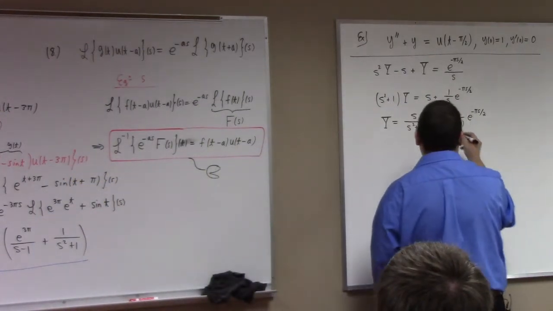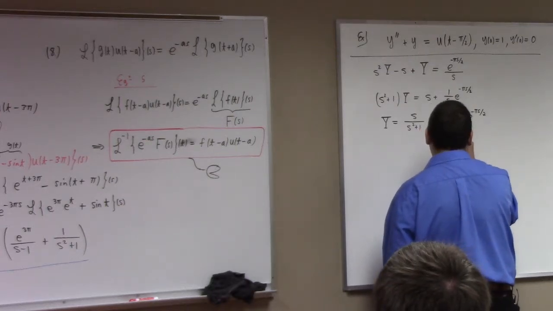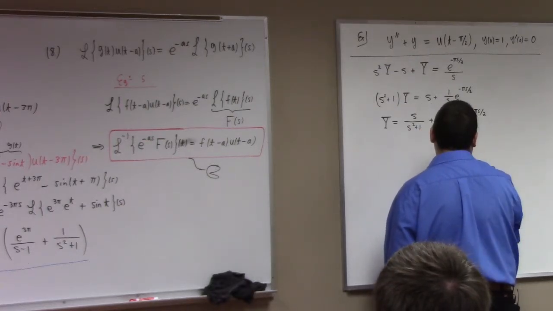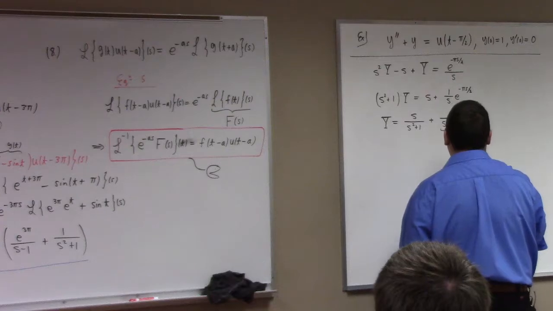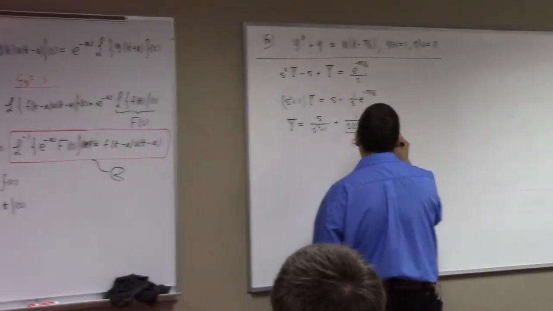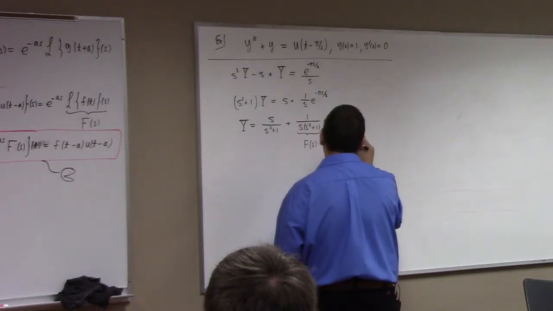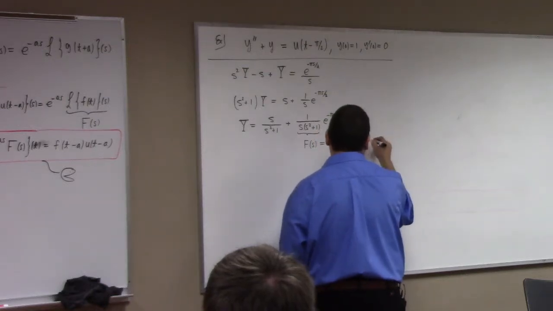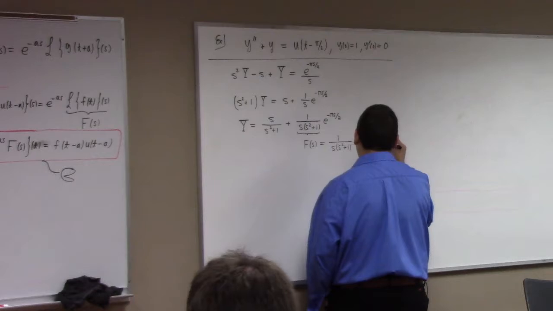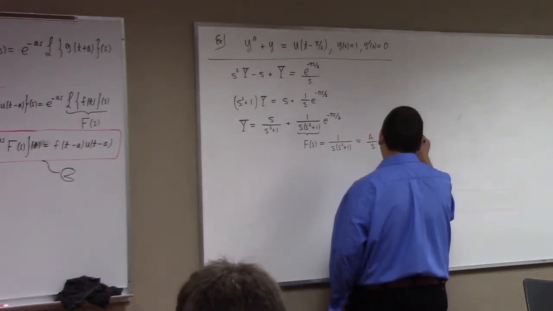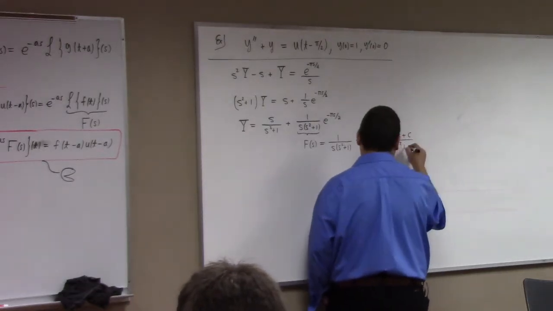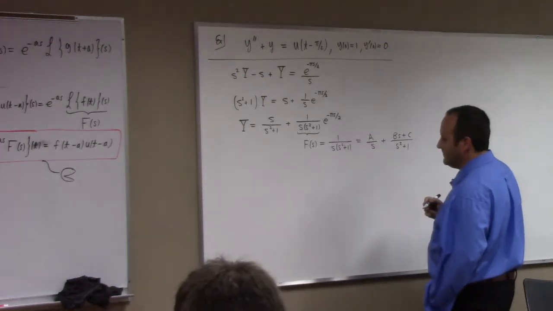So essentially I'm saying, think of this as being the big F of s. Now, F of s is 1 over s times s squared plus 1. We should do partial fractions on that so we can actually take the inverse transform. Partial fractions here looks like a over s plus bs plus c over s squared plus 1.